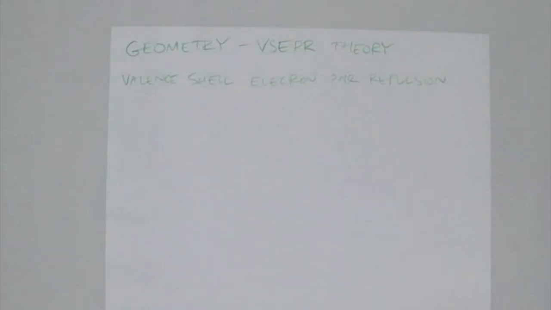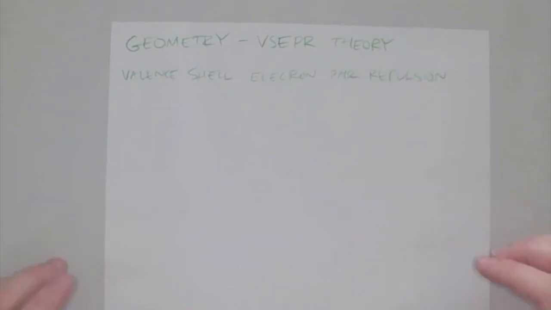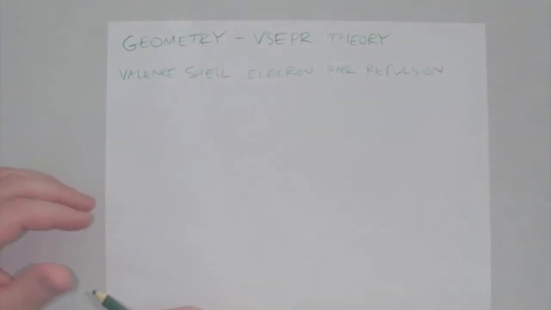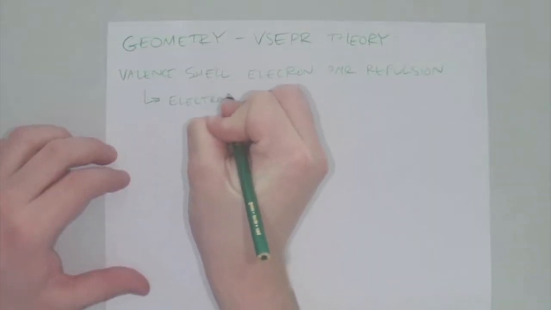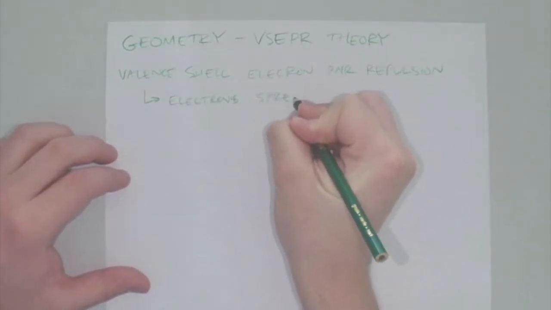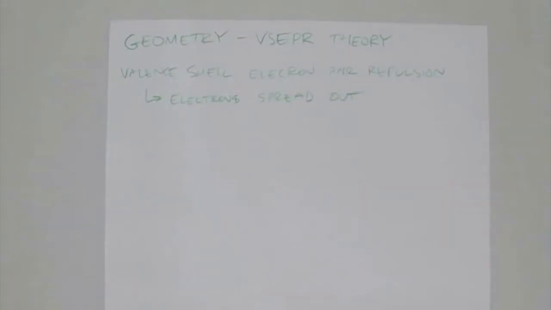So those are a lot of words that mean a lot of things, but in essence, electrons don't like being together. You put some electron pairs together in that valence shell, and they're going to repel against one another and try and spread out. So if I was going to rename VSEPR theory, I would call it electrons spread out theory. That's pretty much all it is.